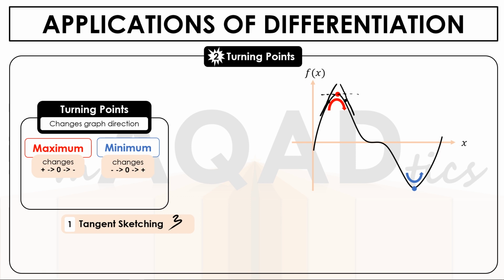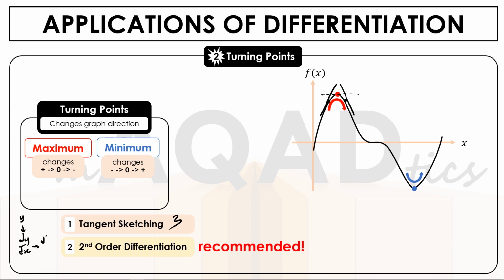Personally I would recommend the second solution, which is the second order differentiation. Technically it's the dy dx that we differentiated from y, right? Now we need to differentiate again to get d square y over dx square. If the value is negative, then it is a maximum. If it's positive, then it's a minimum point.